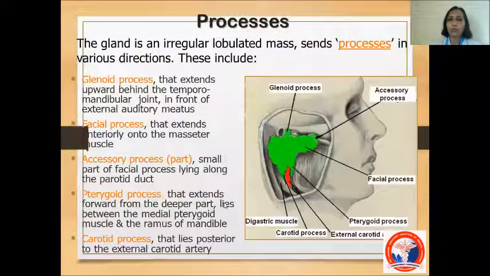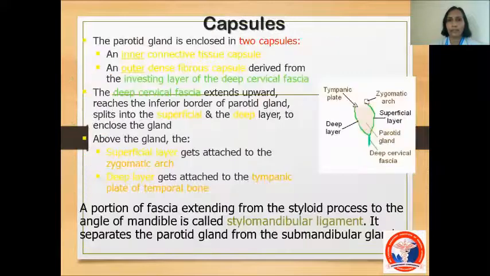Extending downward is another process, which is the carotid process. We see here the external carotid artery entering into the substance of the gland. Extending along this artery is the carotid process of the gland.